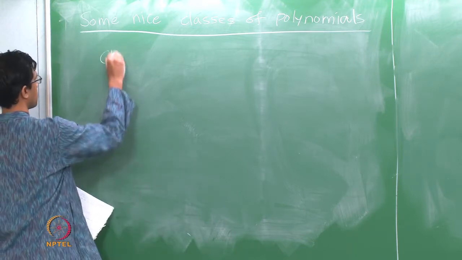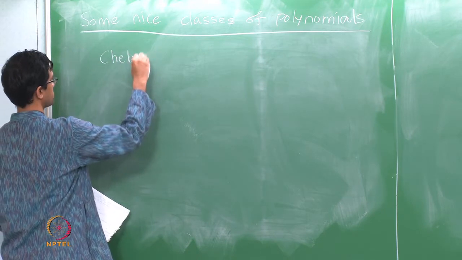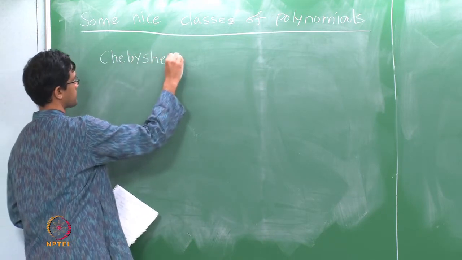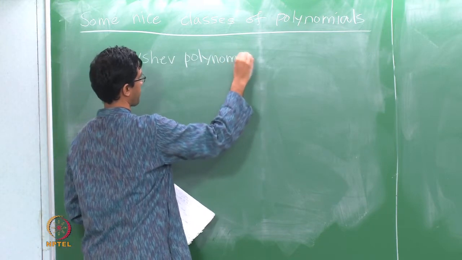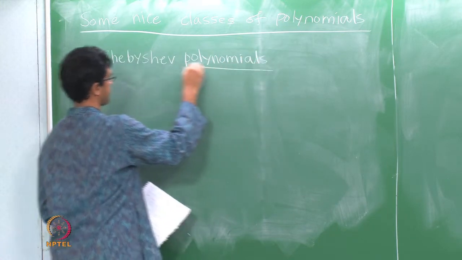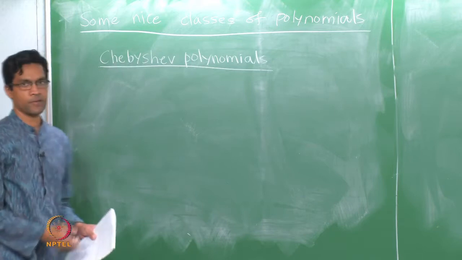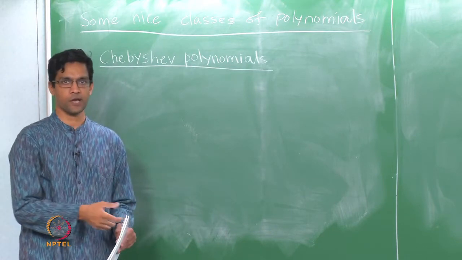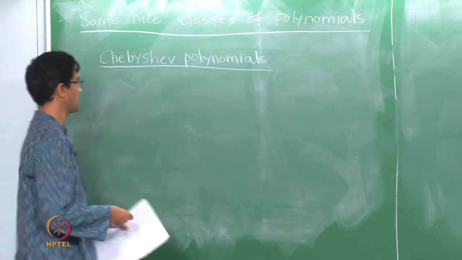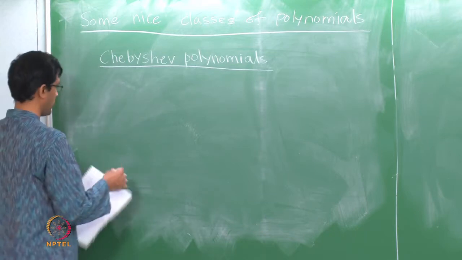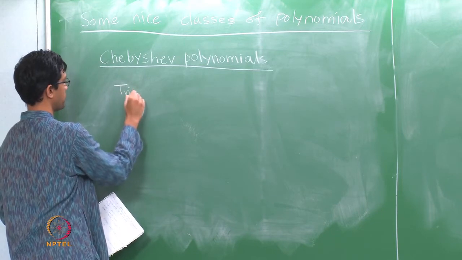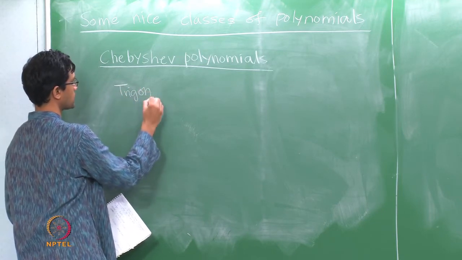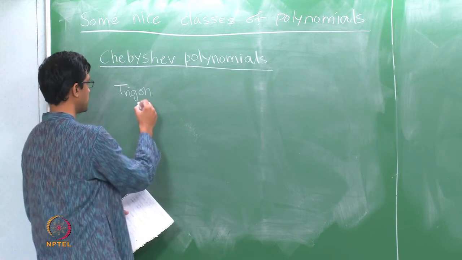The first thing I will talk about are what are called Chebyshev polynomials, sometimes called the Chebyshev polynomials of the first kind. There is also a second kind. Now where do these arise from? To better appreciate this, what one needs to recall is a little bit of identities from trigonometry.